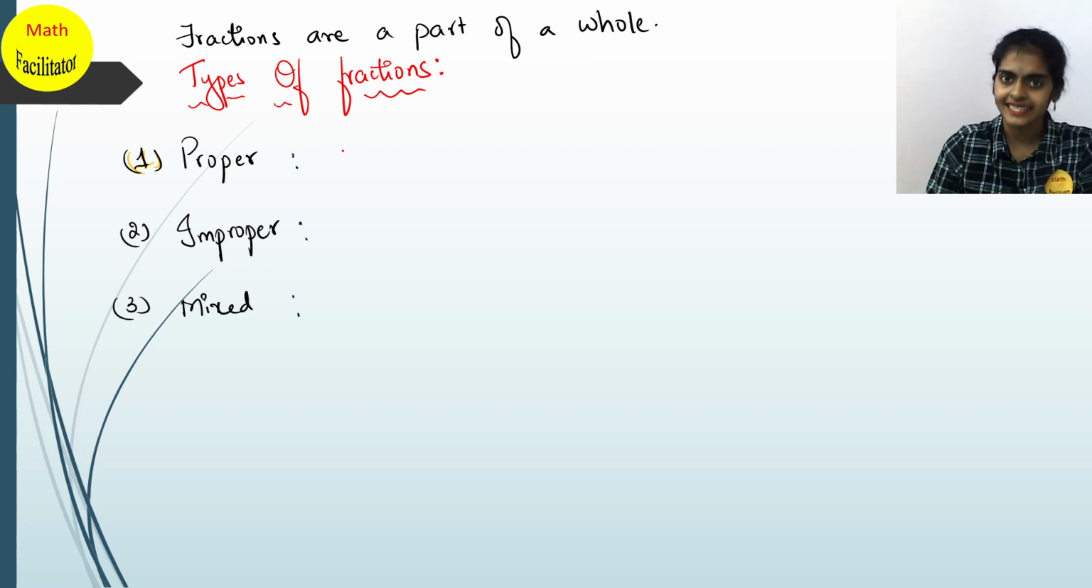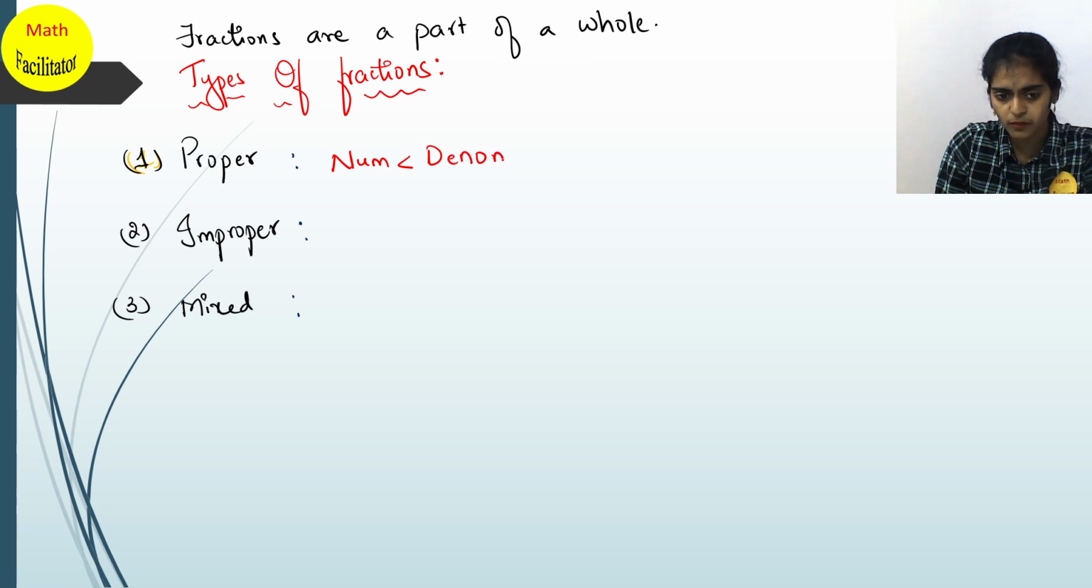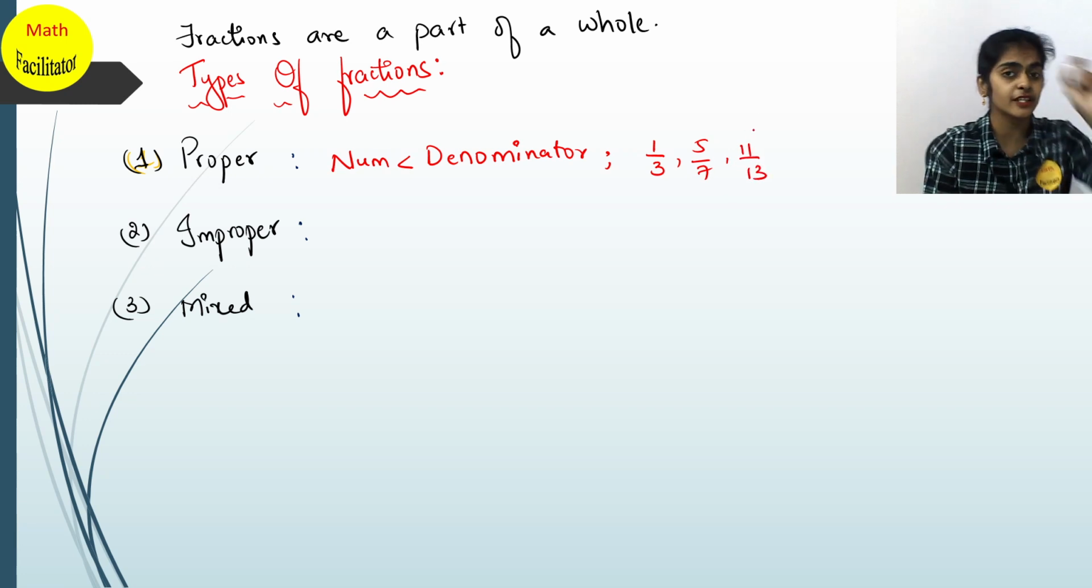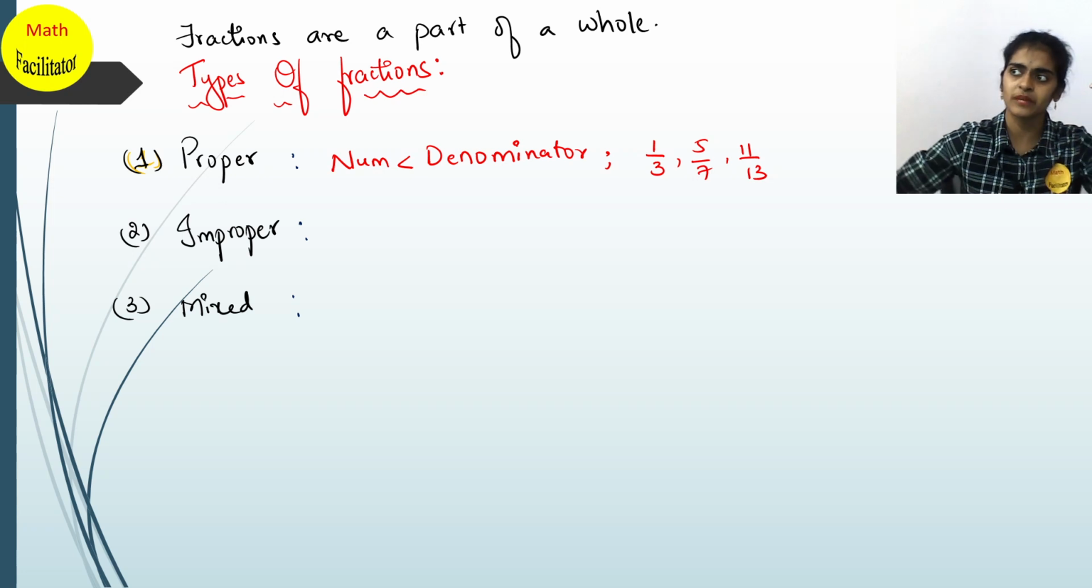Let's get into the types of fractions. You have proper fraction, improper fraction, and mixed fraction. In a proper fraction, the numerator is always less than the denominator. For example, 1 by 3, 5 by 7, 11 by 13. All these are proper fractions where the numerator is less than the denominator. Clear? So let's talk about improper fraction.